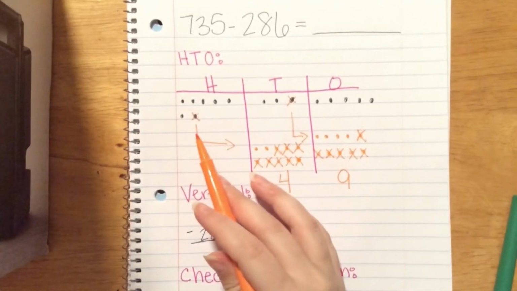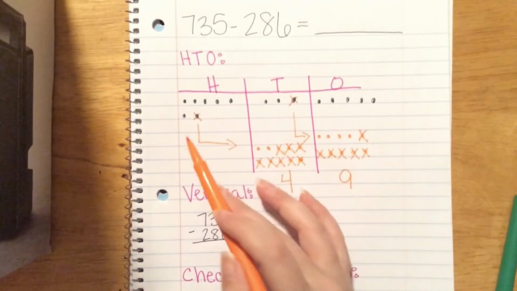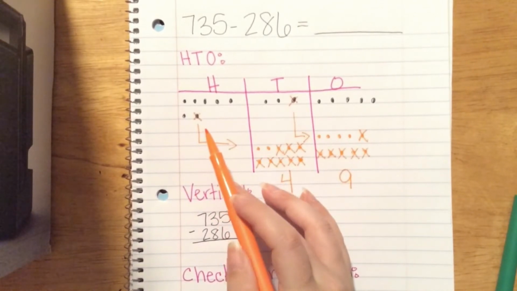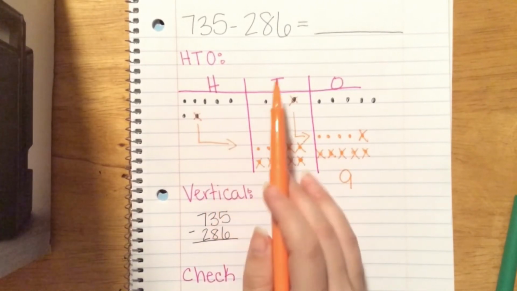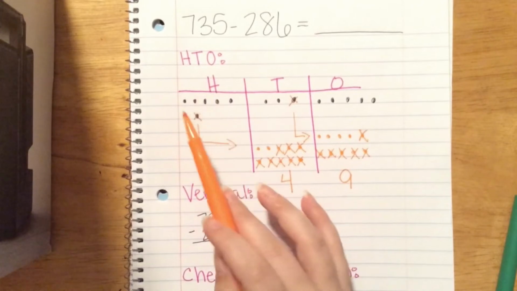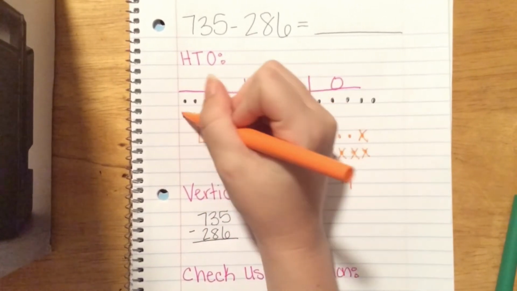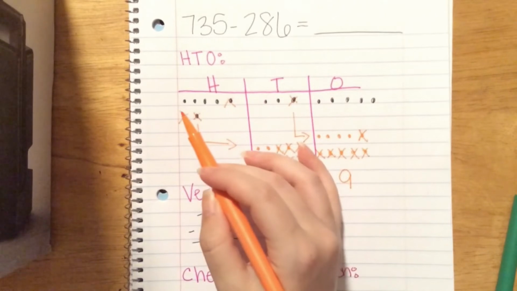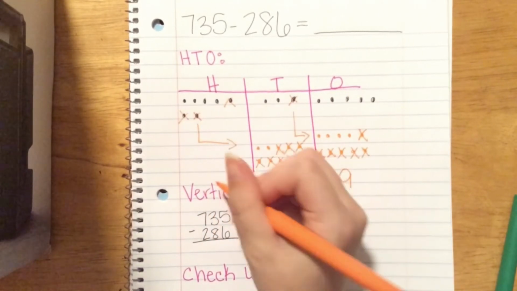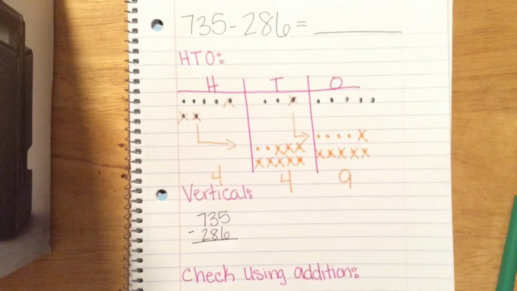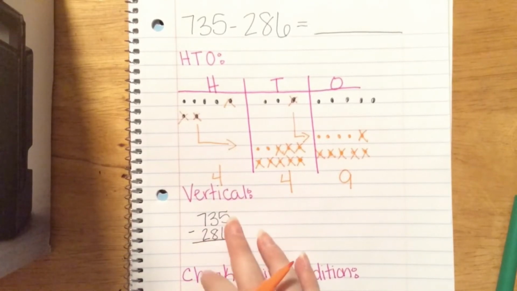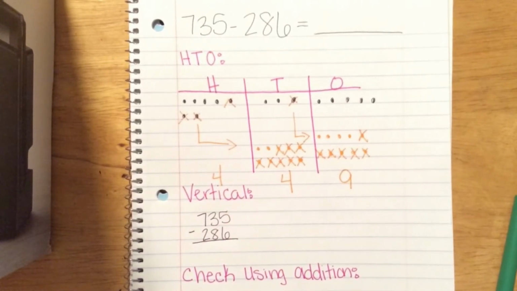We have more than enough hundreds to work with, but we have to remember something. We decomposed this 100, that means we can't touch it again. It's gone, it got decomposed into 10 tens, so we do not start with that one. We want to subtract 2 hundreds, we have to start right here. 1, 2. That leaves us with 1, 2, 3, 4. So, according to our HTO chart, our answer should be 449. We're going to check that with some vertical subtraction, and we're going to check again with our addition strategy.